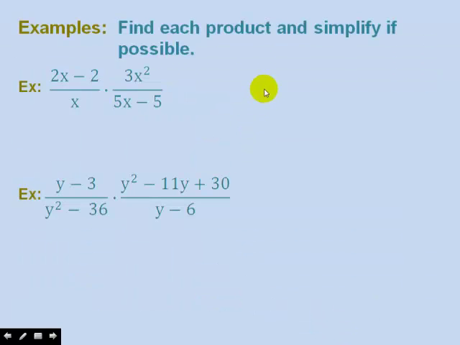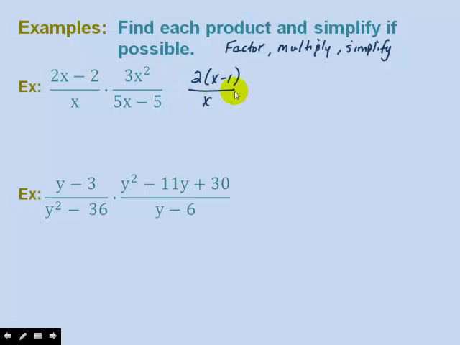Let's do a couple more examples, and let's remember our 3 main steps that we're going to do are factor, multiply, and simplify. So first, the factoring. In this first example, in the first numerator, we can factor a 2 out of each of those terms. So we have 2 times x minus 1 over x.